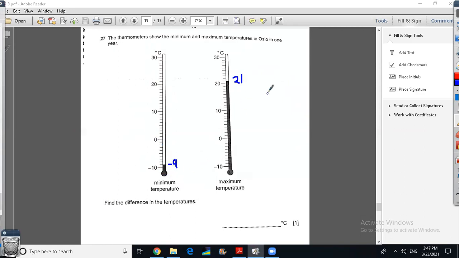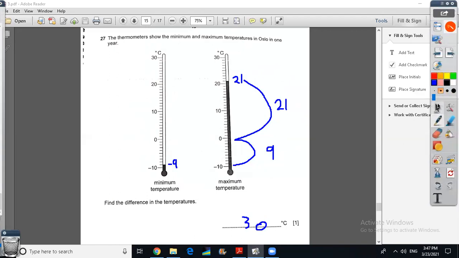They wanted the difference between the two temperatures. Between 21 and negative 9, how many steps are there? From 21 to 0 is 21. From 0 until negative 9 is 9 steps. So the difference is 30. Okay, that's the difference. Let's keep going.